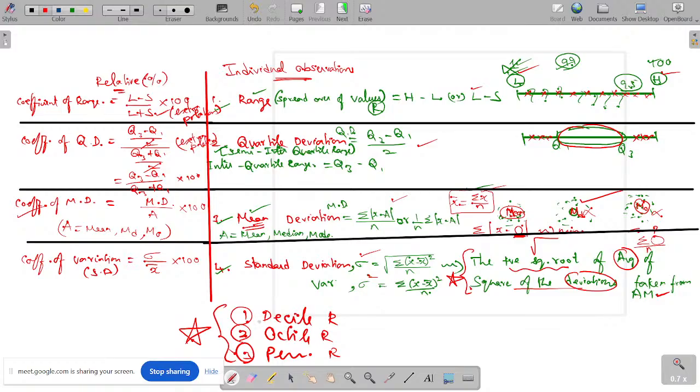Since you write this as decile range, you have to write this as inter-decile range. Inter-decile range will be D9 minus D1, which means you're taking the first, sorry, D9. Sorry, I thought it's octile.